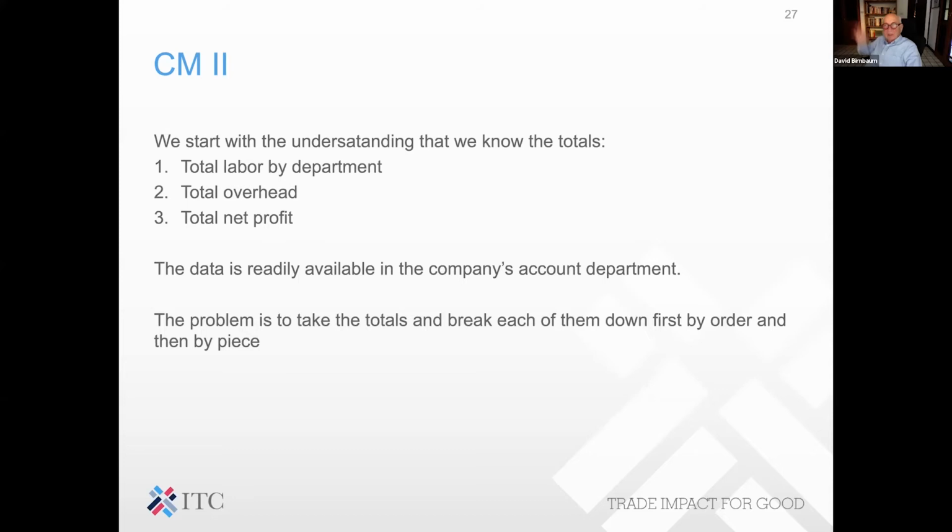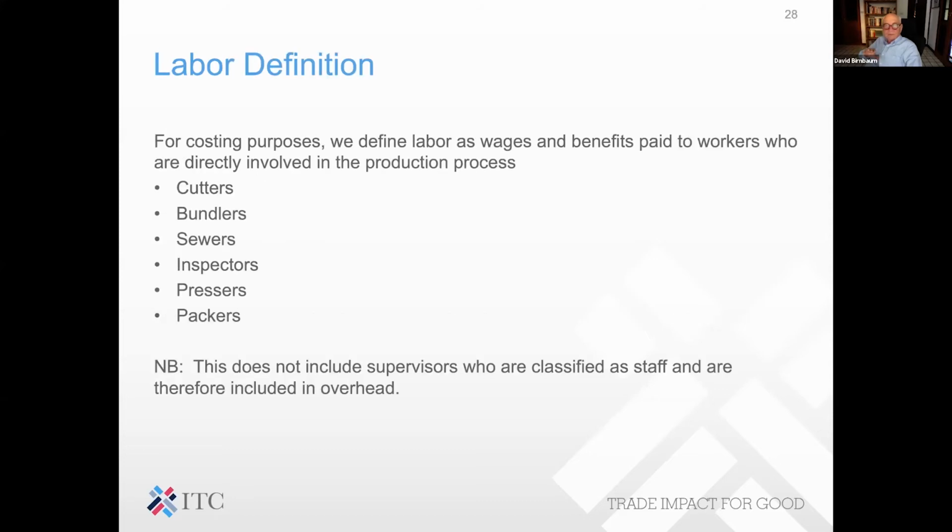This is really where the industry falls apart. Okay, we're going to talk about labor. When we talk about labor, we're talking about the cutters, the bundlers, the sewers, the inspectors, the pressers, the packers, anybody who has physically handled the garment is called a worker and is paid wages. We use that for labor. So it does not include the supervisors, who are not part of labor but part of overhead. We want to calculate the cost of labor for each garment.